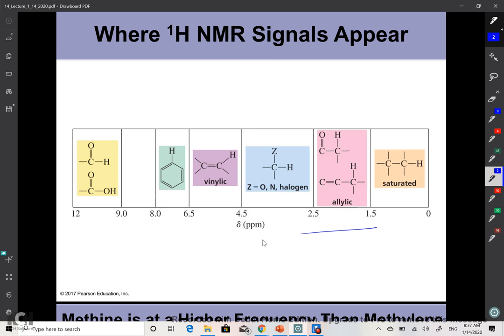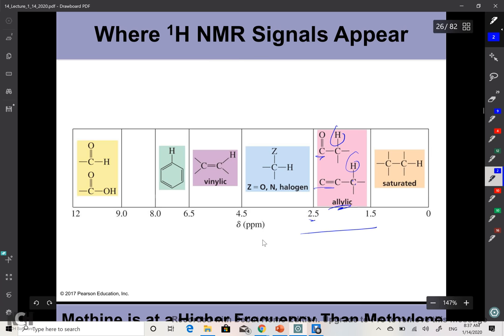Signals between 1.5 and 2.5 most likely belong to these kinds of hydrogen. You see, they've shown you the partial structure. Most likely, a hydrogen that is next to a carbonyl group, or a hydrogen that is, how do we call this kind of hydrogen? Allylic. A hydrogen next to a carbon-carbon double bond, an allylic hydrogen.